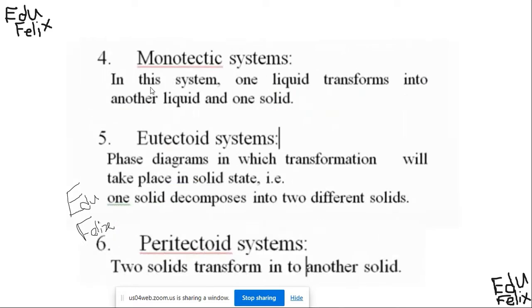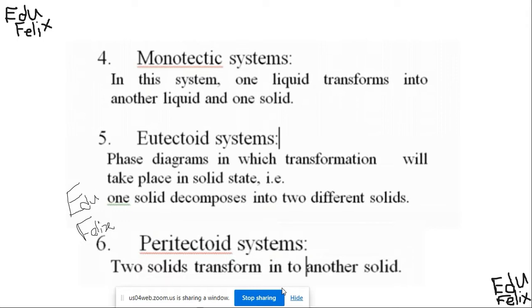Then monotectic system. In this system, one liquid transforms into another liquid and one solid. Then eutectoid: again in the phase diagram, a transformation takes place in the solid state. One solid decomposes into two different solids. Then peritectoid, two solids transform into another solid. So this is how these components are changed after the mixing. That is what we call a system.